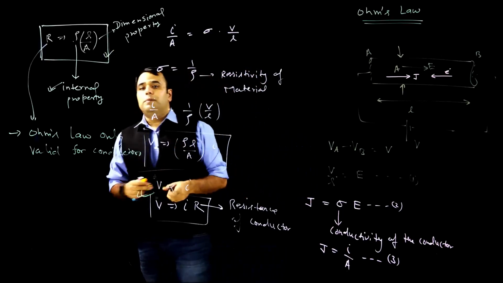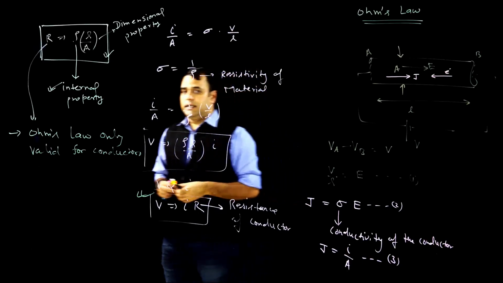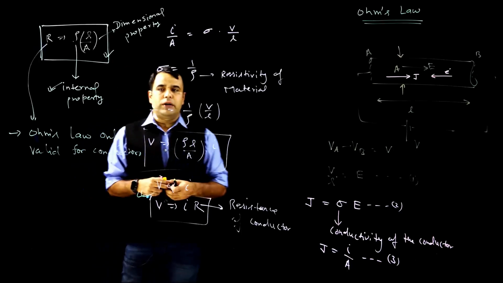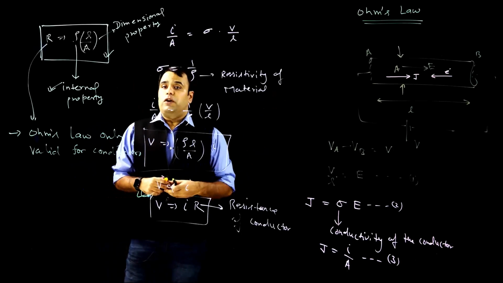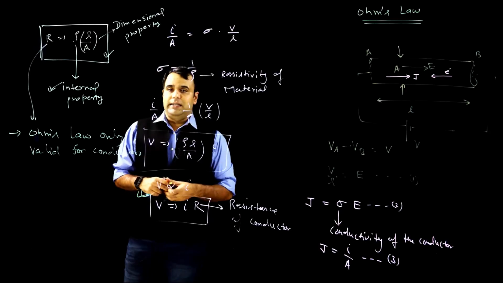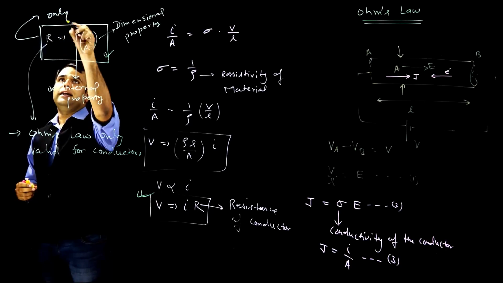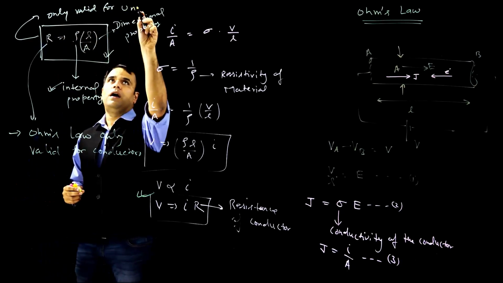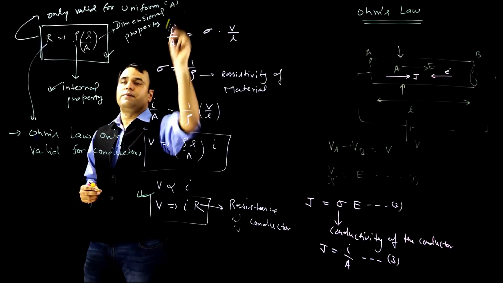For this formula to apply, we have to have a uniform cross-section area of that conductor. If we have a non-uniform cross-section area of the conductor, we will not be able to utilize this formula, because while deriving this formula, we have assumed the uniform cross-section area of the conductor. So there are some conditions. This formula is only valid for uniform cross-section area A.